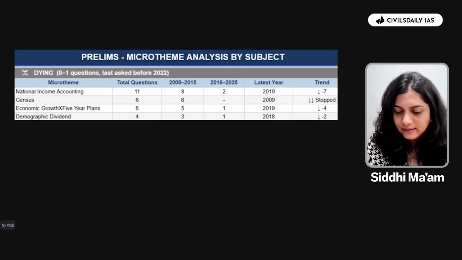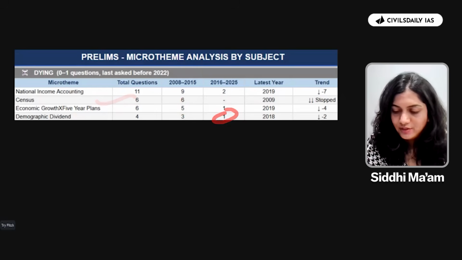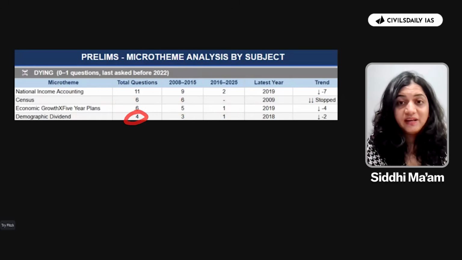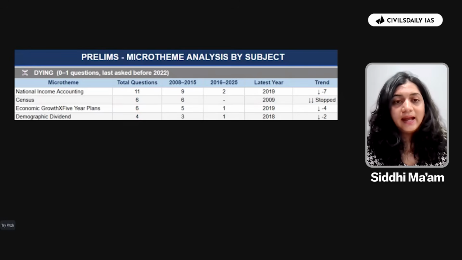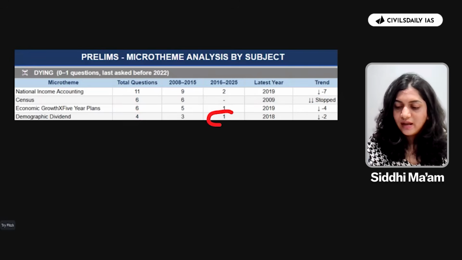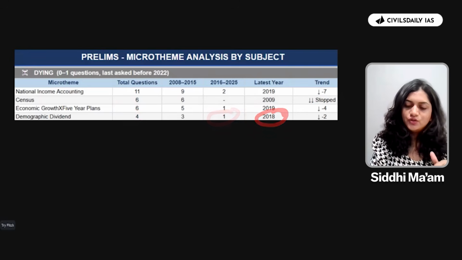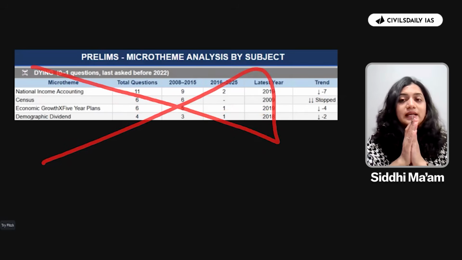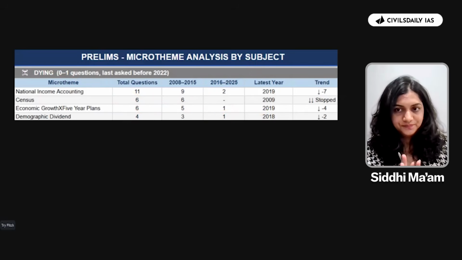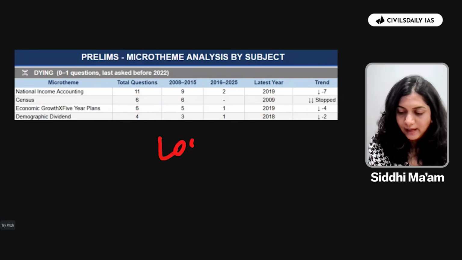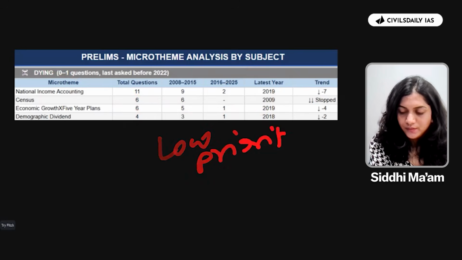Right? Then is the demographic dividend. Census ही new है तो ये क्या ही पूछेंगे वो. Right? So the total number of questions asked in the last 20 years is 4, and in the last 10 years only 1 question. The last question was also in 2018. So these are the themes that you will prioritize the lowest. Okay, सबसे low priority इसको रहेगा आपको.